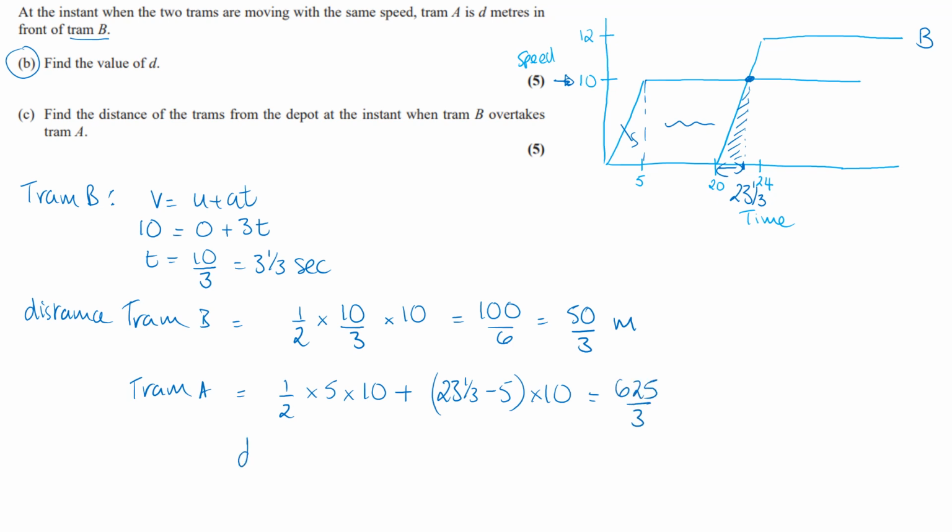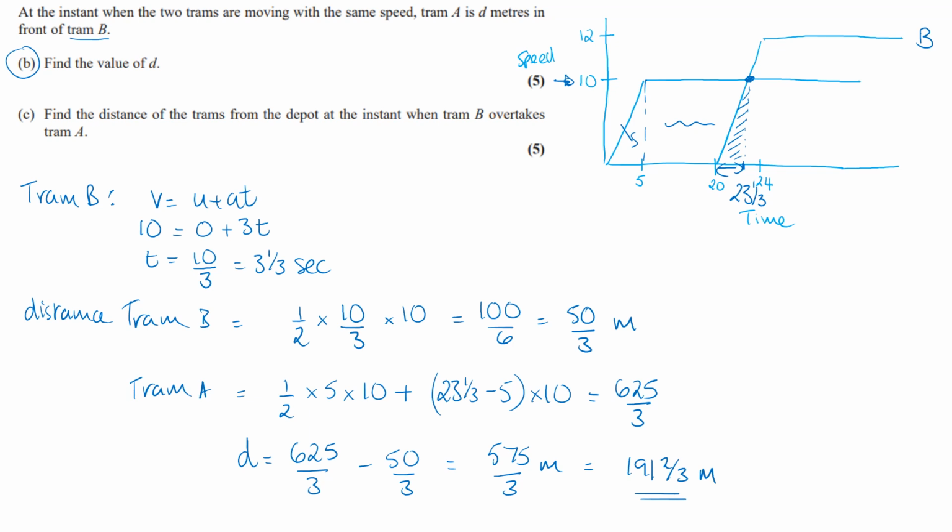And then to find D, which is how far tram A is in front of tram B, we need to take them away from each other. 625 over 3 minus the 50 over 3 gives us 575 over 3, and that's going to be 191 2/3 meters.